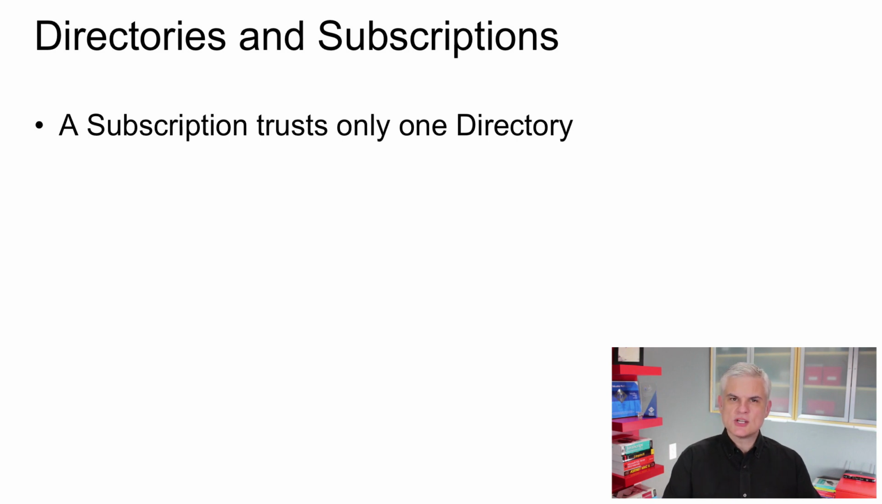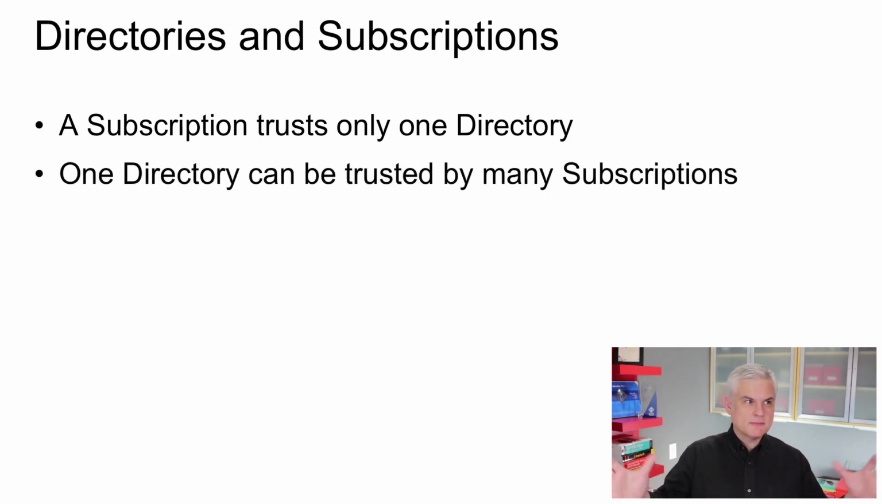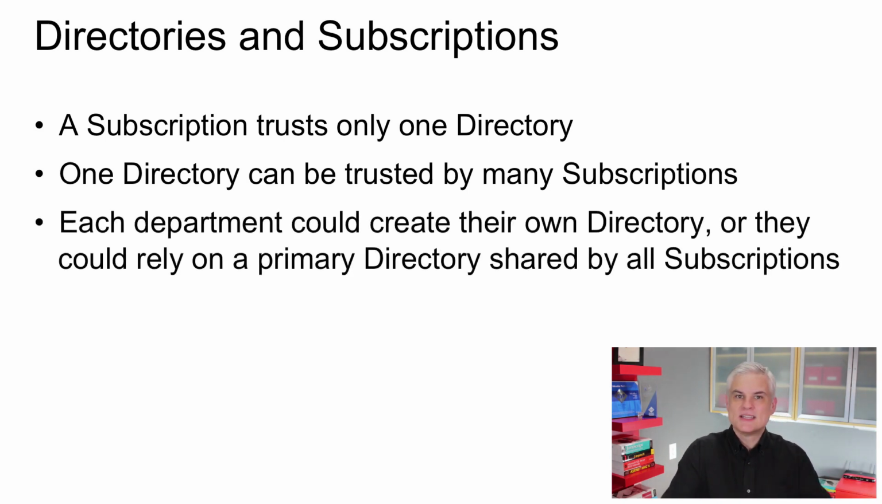Okay, so let's talk about how a directory is associated with a subscription. It's not always clear what the relationship is between those two, and let's clarify that. An Azure subscription trusts only one directory. In other words, an Azure subscription will rely on only one directory for all of its authentication and authorization needs. Now, each department within an organization could have their own Azure Active Directory with just the users for that given department. Or all of the departments could be combined into a single Azure Active Directory. It would contain all the users of the organization, and it could be managed that way.